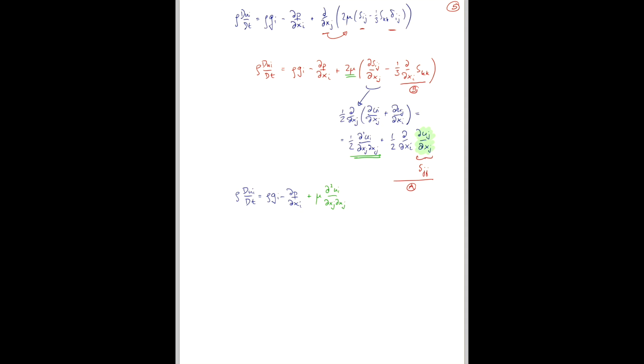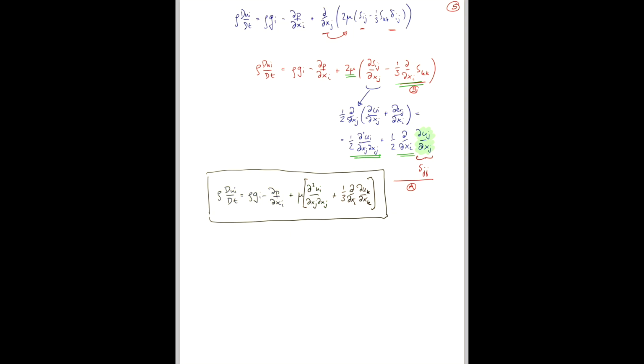And then we have a half, we'll have this term, a half d by dxi of Sjj, and minus a third of d by dxi Skk. So those two terms combine to just give plus a third d by dxi of duk dxk. And both of those terms are multiplied by the viscosity. So in summary, this equation is our compressible Navier Stokes equation.